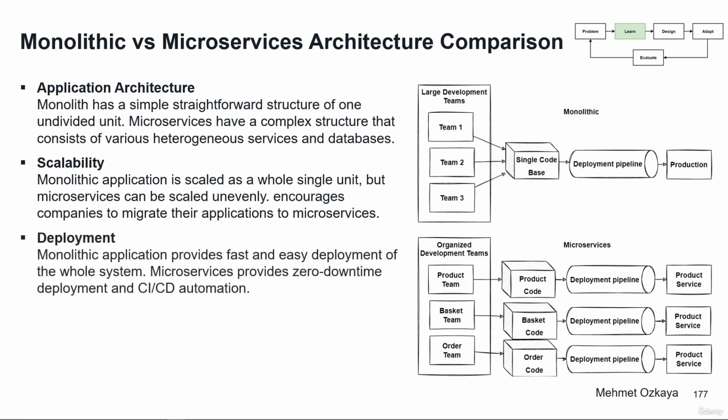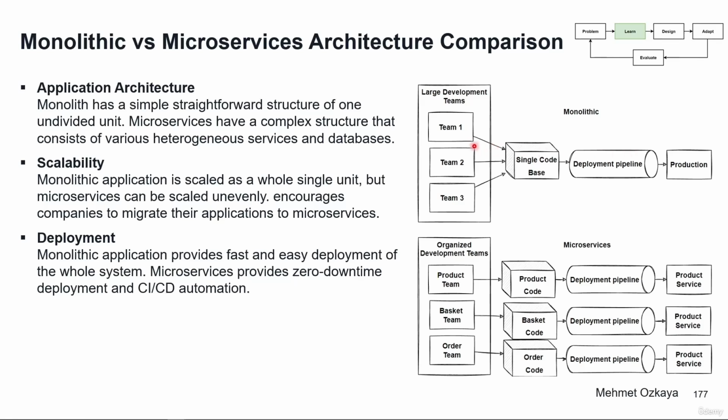And another comparison is deployment. A monolithic application provides fast and easy deployment of the whole system. On the other hand, microservices can deploy different components in a microservice application independently. This enables frequent and zero downtime deployment and provides CI/CD automations.